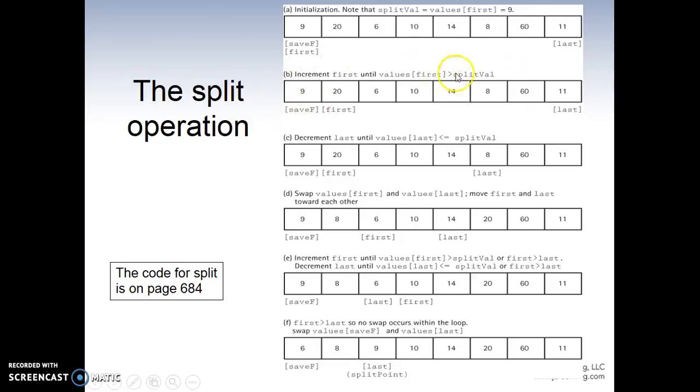Now split value is 9, so 20 is greater than 9, right? So decrement last until value last is less than or equal to split value. So last, that's why we stop it there. Last decrements until it's less than, so we stop it there.